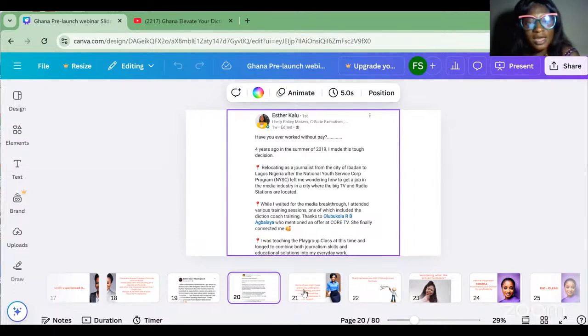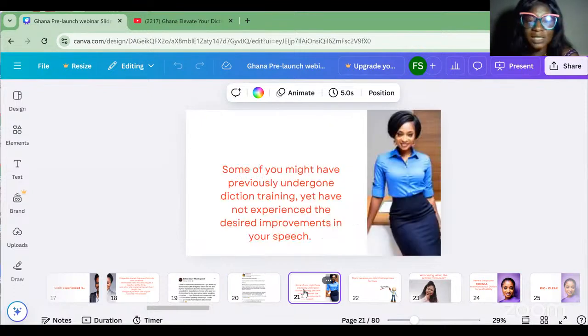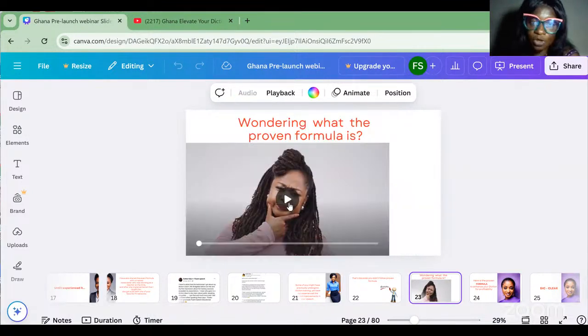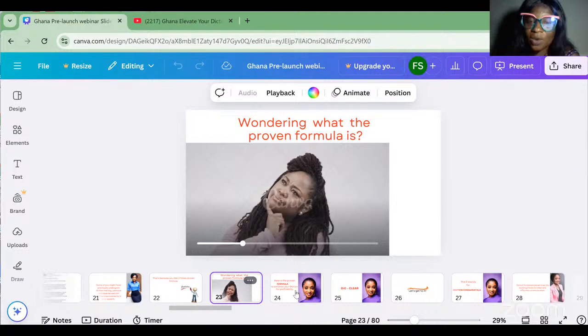So now that that has been established, I also understand that some of you might have previously undergone diction training, yet you have not experienced the desired improvement in your speech. And I would say that that is because you didn't follow the proven formula. So tonight, I'm going to share with you the proven formula. So you might be wondering what the proven formula is, and that is what I will share with you tonight. So what exactly is the proven formula?